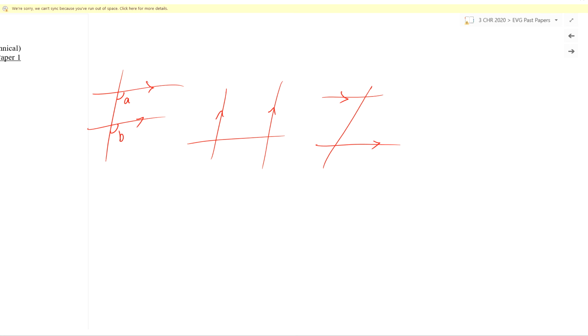Even if you didn't memorize, you look at them. Do they look the same? So we say that A equals B. But what is the reason? Corresponding angles, parallel lines. These are corresponding angles. They correspond to each other. They are the same.